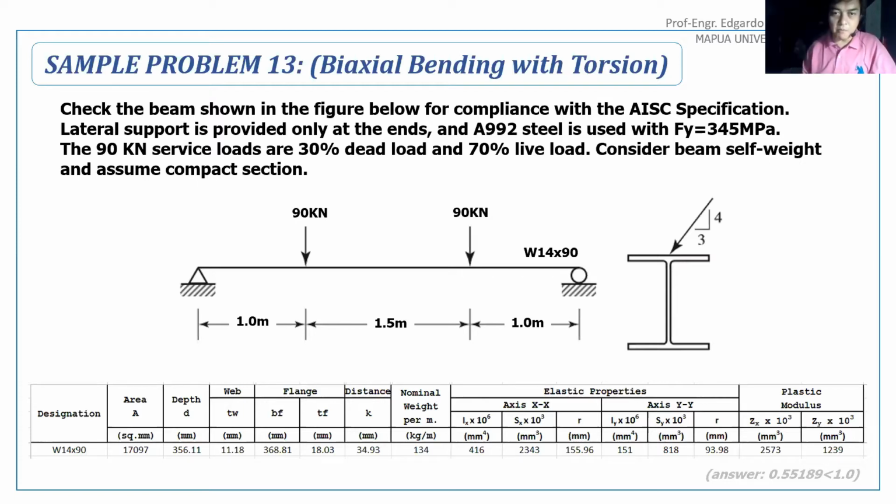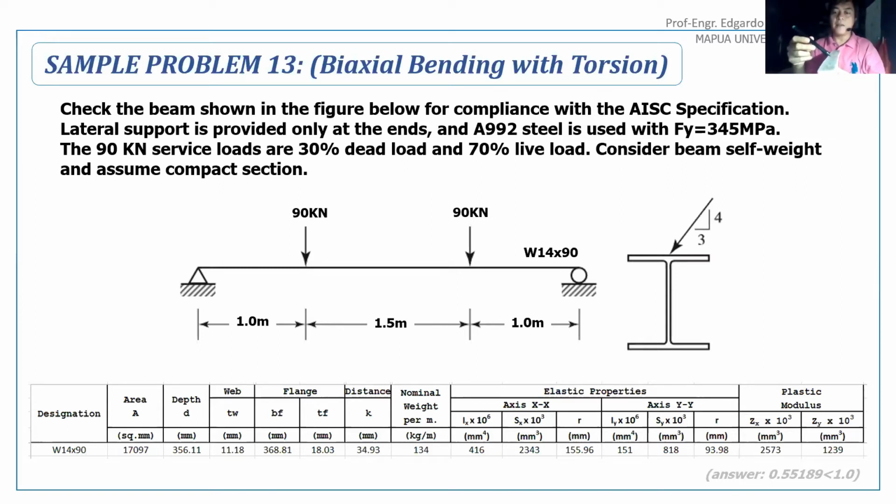So again, you have a simple beam with two concentrated loads, 90 kilonewtons, both the same. But the 90 kilonewton is not vertically applied. If this is the wide flange beam, it is not vertical like that. Instead, it is inclined like that. So two 90 kilonewton loads are applied in this direction, where the slope is 4 vertical and 3 horizontal. So it is a 3, 4, 5 triangle.